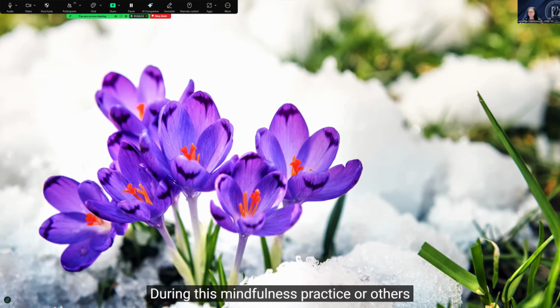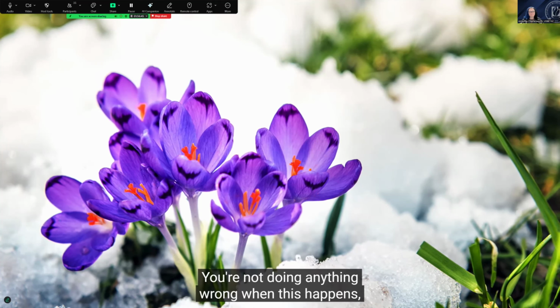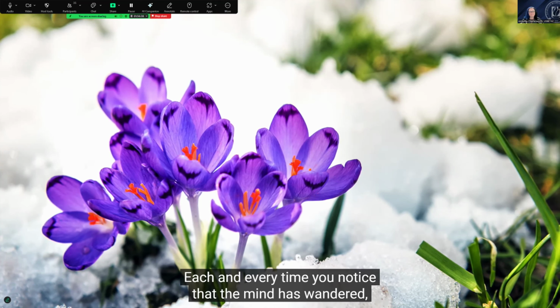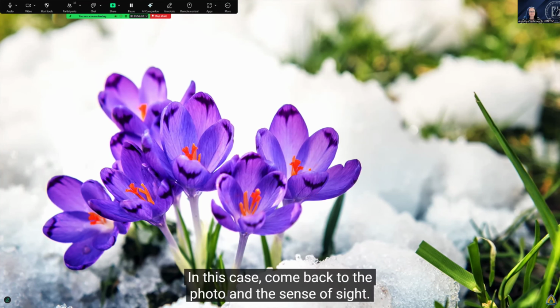During this mindfulness practice or others, remember that it's perfectly normal for your mind to wander. You're not doing anything wrong when this happens. It is just the nature of the mind. Each and every time you notice that the mind has wandered, just begin again. In this case, come back to the photo and the sense of sight.